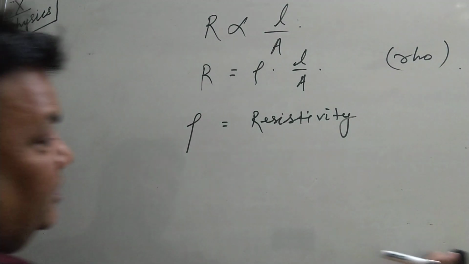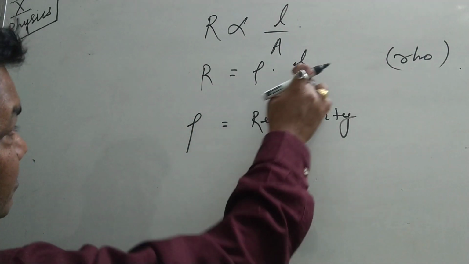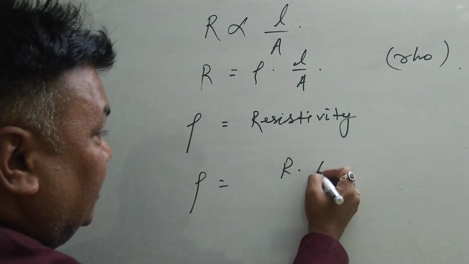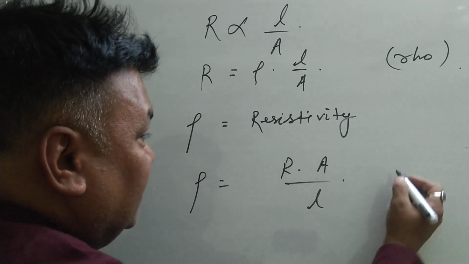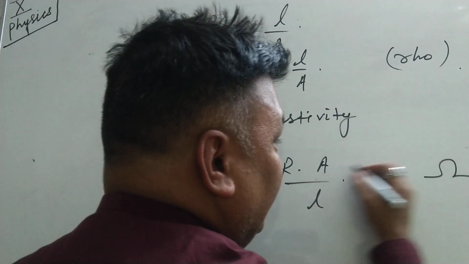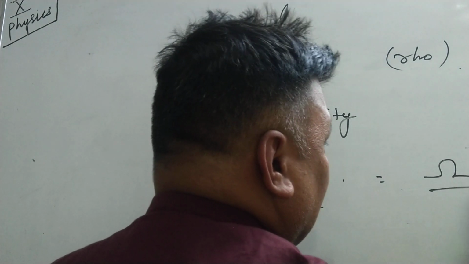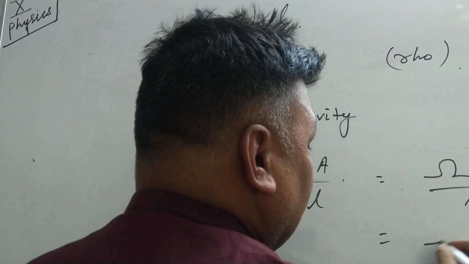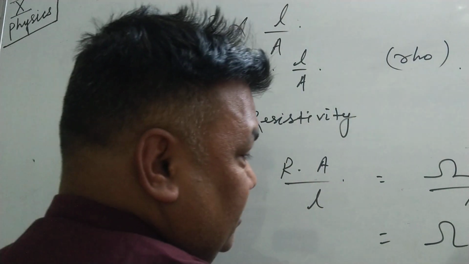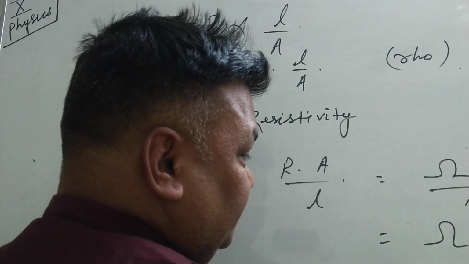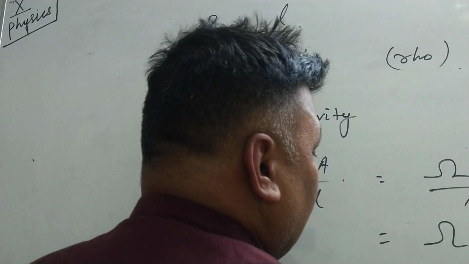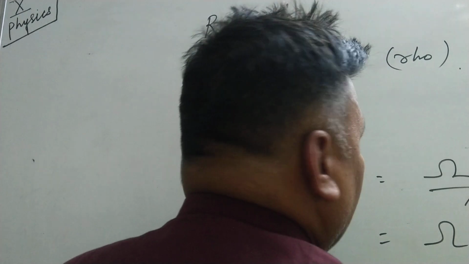if you have remembered, then you can write, otherwise you can find from this equation. Rho is equal to what? R A upon L, and R having unit ohm, A meter square and L meter, so you can write it is ohm meter. Either you can write like that or ohm meter.